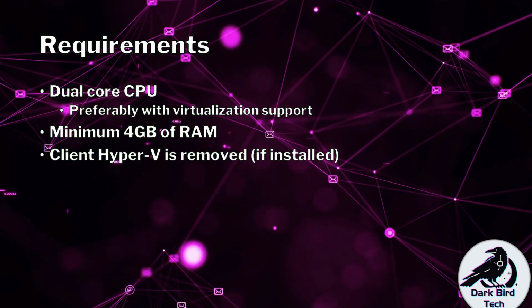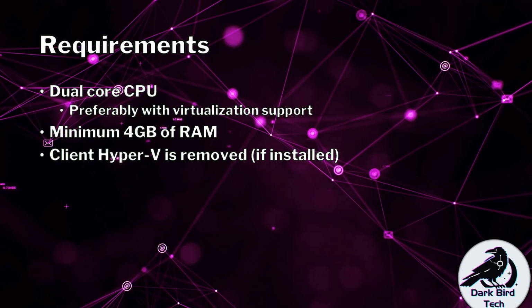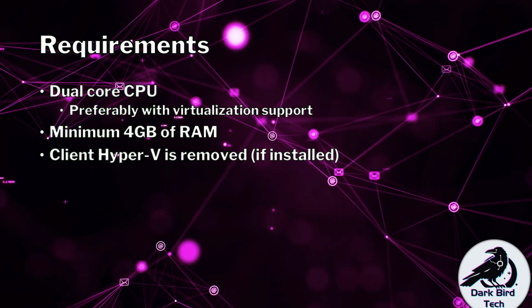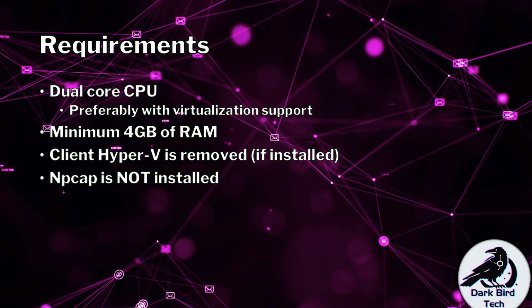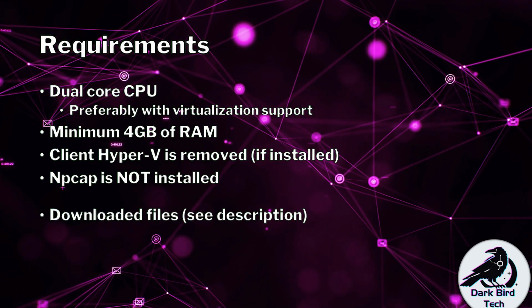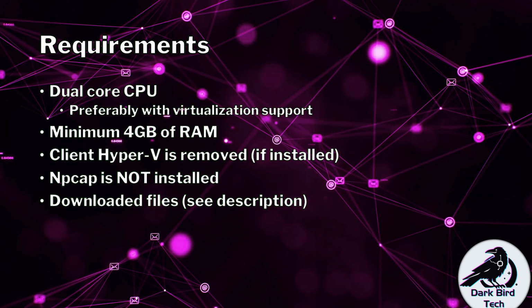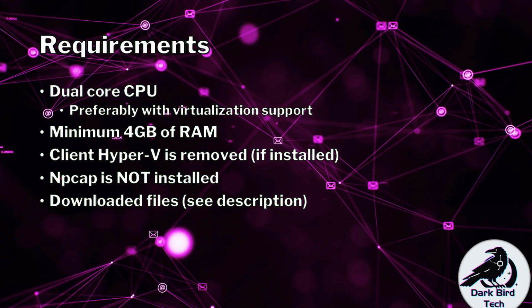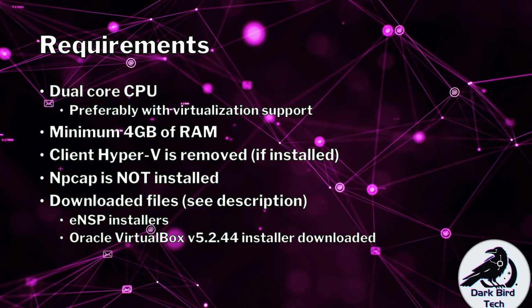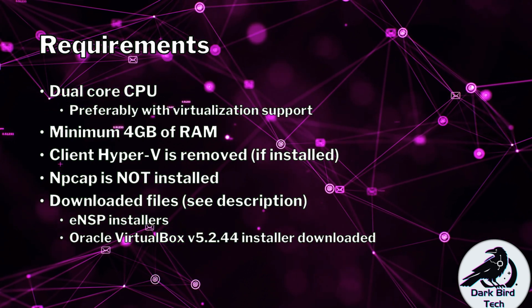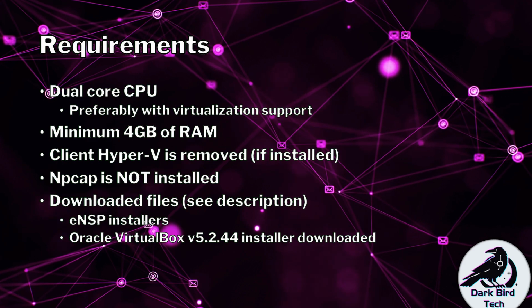If you're using Windows 10 Pro or Enterprise, please make sure Client Hyper-V is removed. And if you've got a new version of Wireshark or Nmap, you're going to have to remove npcap. And you are going to need to download the files from me in the description down below. There'll be eNSP installers and an installer for VirtualBox version 5.2.44, which you will need. So let's get into it.